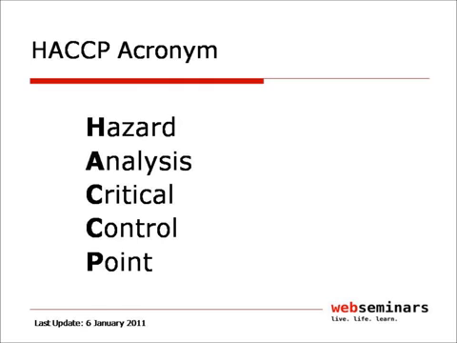Analysis. Hazard analysis is a method of determining the probability or likelihood of the hazard occurring versus the consequence of the hazard occurring. Critical. This is the critical moment in the process where identified hazards are likely to occur or be detected. Control. Preventative measures are identified to help control the identified hazards. Points. Critical control points, CCPs, are identified where the potential hazards can be controlled.